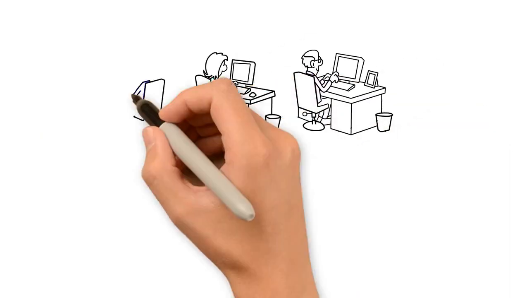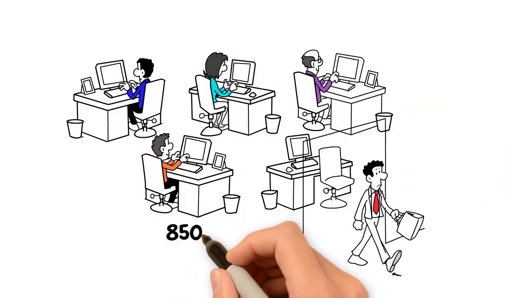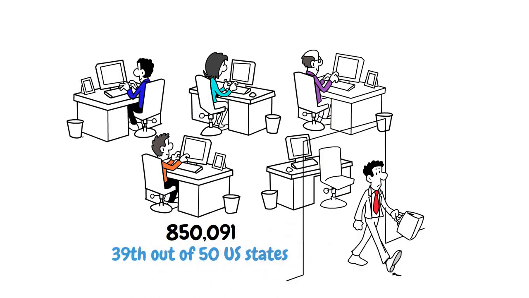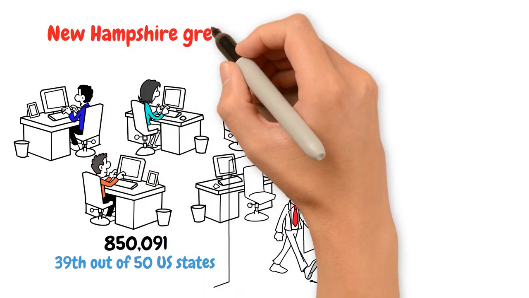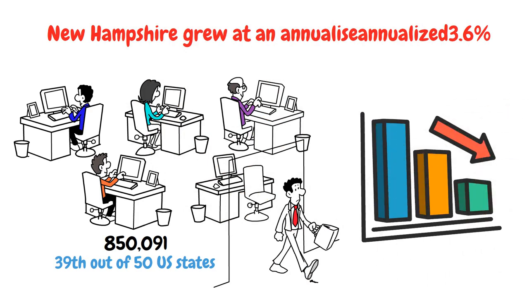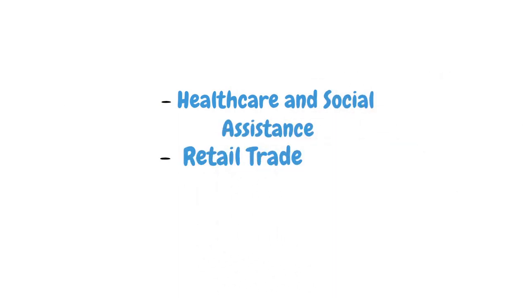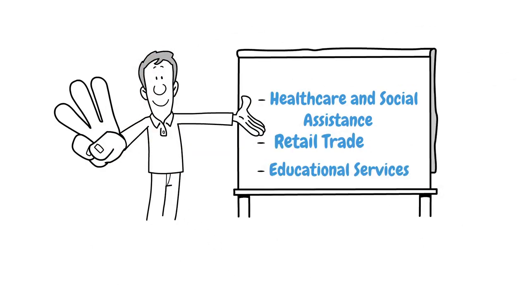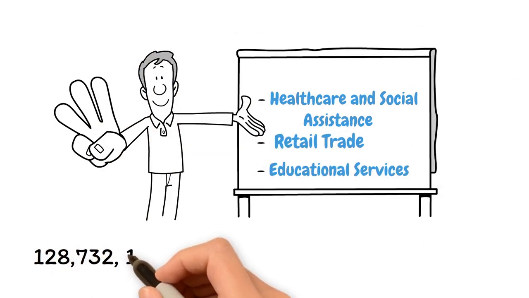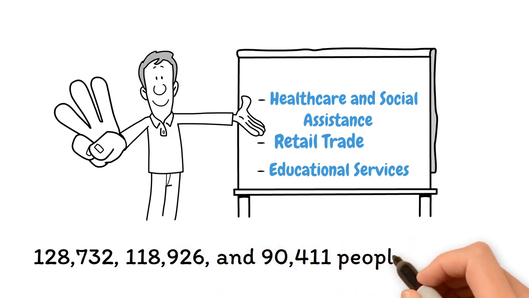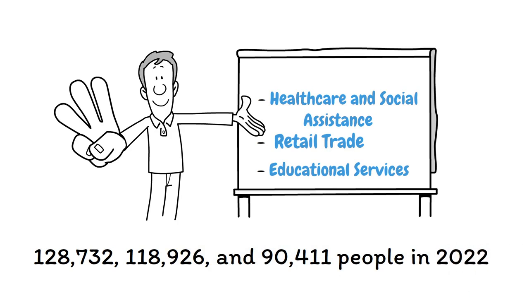In 2022, New Hampshire employs 850,091 people, placing it 39th out of 50 U.S. states. Over the 5 years through 2022, employment in New Hampshire grew at an annualized 3.6%, below the national average of 3.7%. Healthcare and social assistance, retail trade, and educational services are the three largest employment sectors in New Hampshire, employing 128,732, 118,926, and 90,411 people in 2022 respectively.